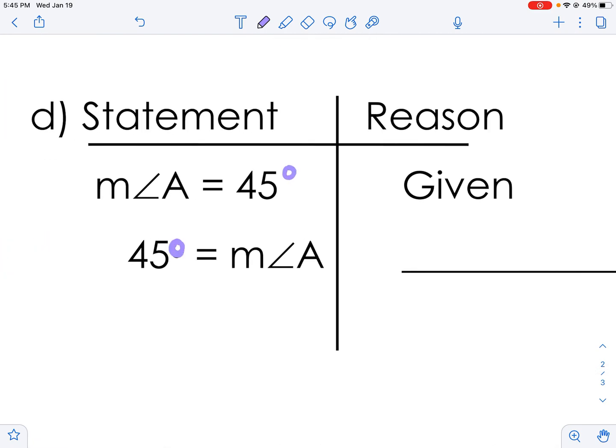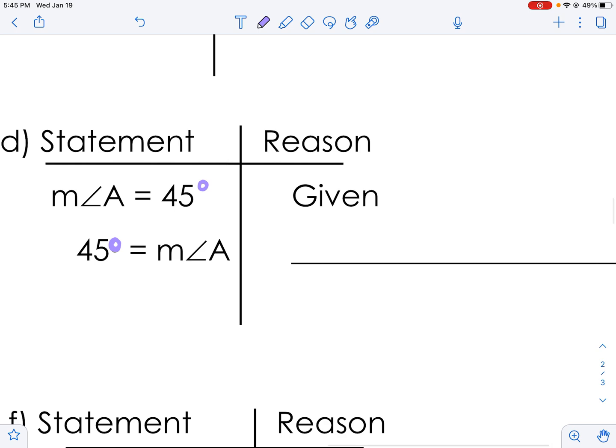Okay, over here, this should be a degree symbol and degree symbol. They said that the measure of angle A equals 45 degrees, so 45 degrees equals the measure of angle A. Now, go back and look at your chart and ask yourself, what was the one where they switched sides? So it's like AB equals BA. And it wasn't symmetrical, but it is symmetric property.